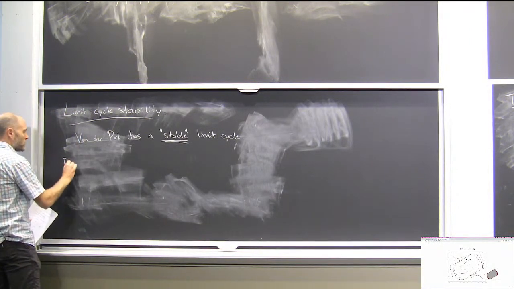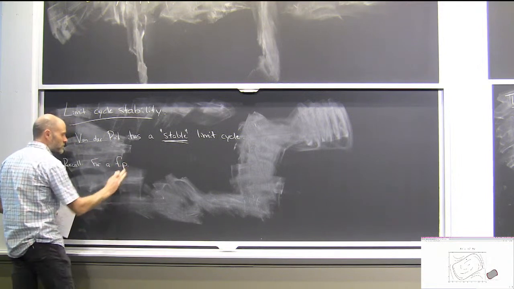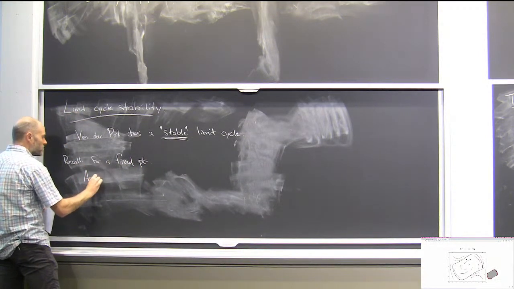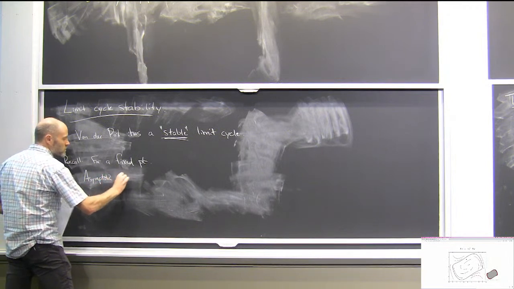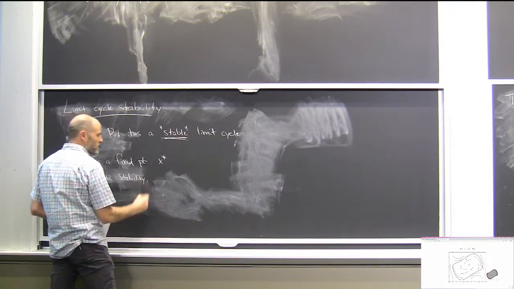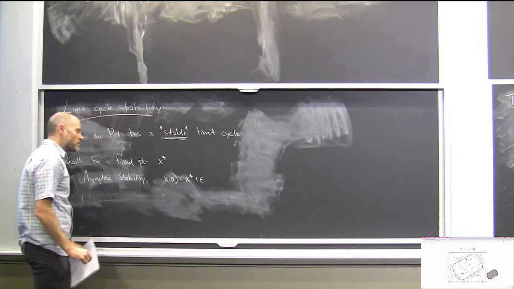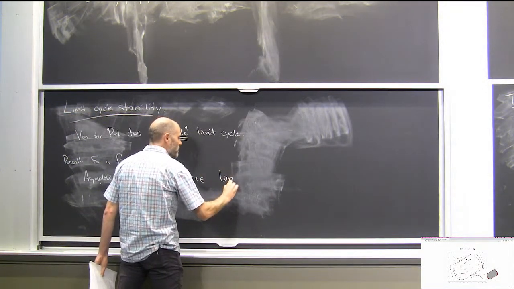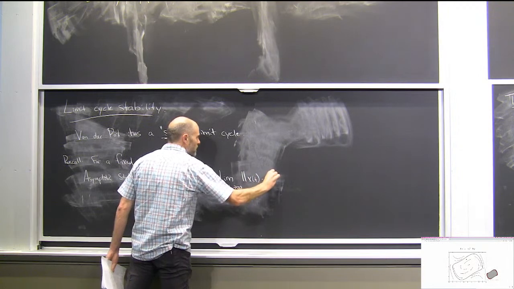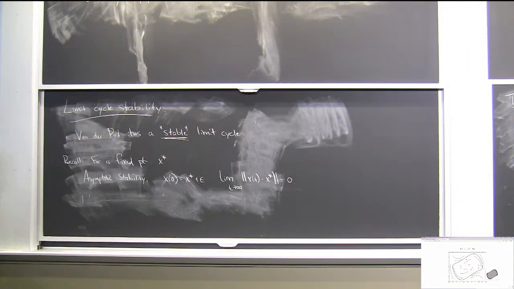Okay, so let's recall for a fixed point, we had, for instance, asymptotic stability. I said my fixed point was called x star, then my asymptotic stability said that if x0 was x star plus some epsilon, then I'd like to say that the limit as t goes to infinity of the distance between x(t) and x star is 0. Right? So I'd like x to converge to x star as time goes to infinity.